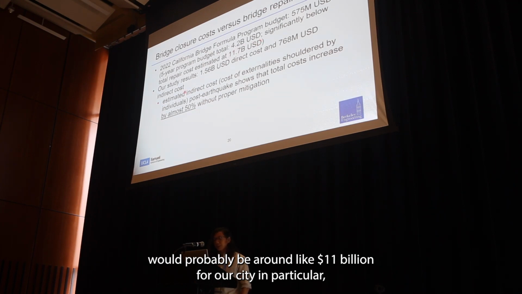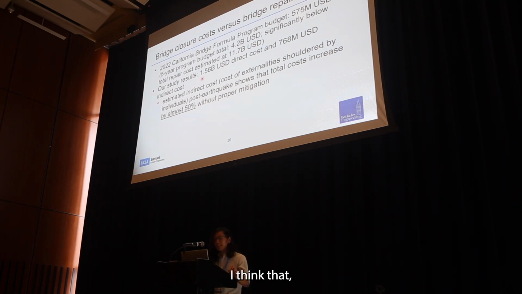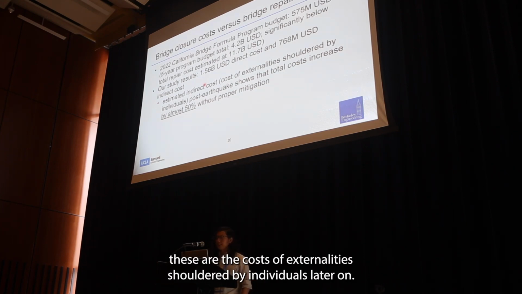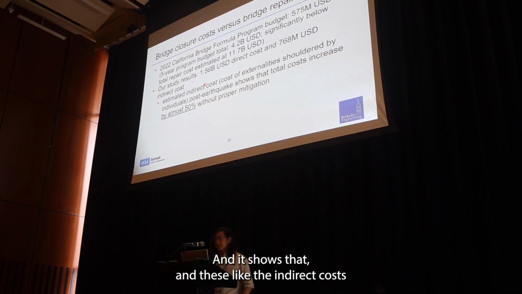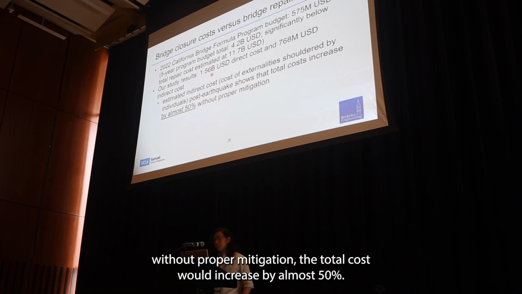For our study in particular, looking at the direct and the indirect costs, how we interpret the indirect costs is that these are the costs of externalities shouldered by individuals later on. It shows that, looking at the indirect costs as a fraction of the direct costs, without proper mitigation, the total cost would increase by almost 50%.